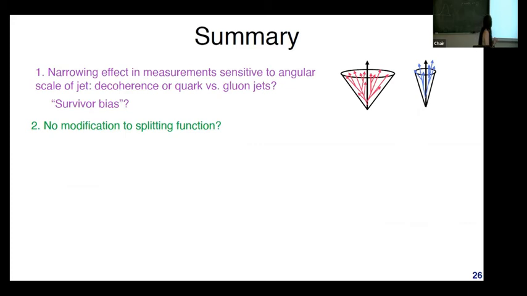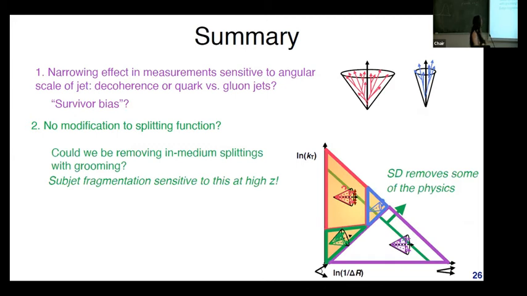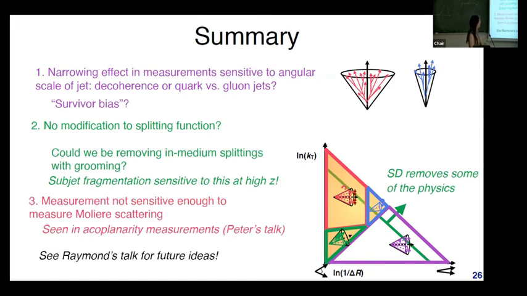The second thing we see is little to no modification of the splitting function. Here we have the caveat that maybe we're removing the end-medium splittings with the grooming, although the subjet fragmentation seems to maybe be sensitive at high z, so that's something cool to maybe remeasure in the future. And finally, these substructure variables don't seem to be sensitive enough to measure this molière scattering, but I think Peter will talk a lot about this later in the acoplanarity measurements, where you do maybe see some sensitivity to this. And finally, I give a lot of caveats here, and we'll see Raymond's talk next for hopefully some solutions in the future for some of these things.